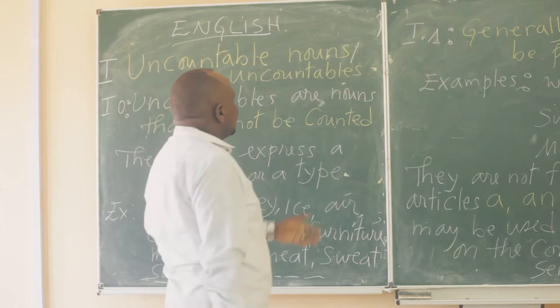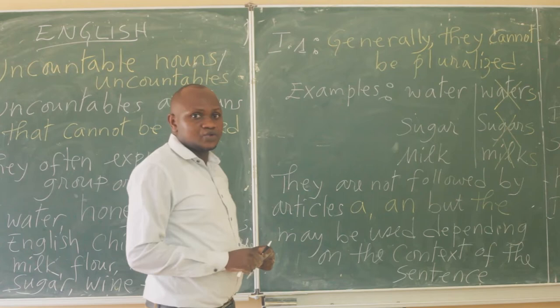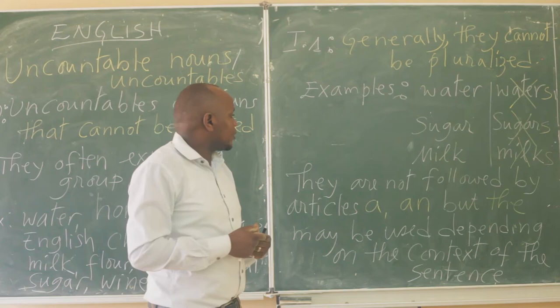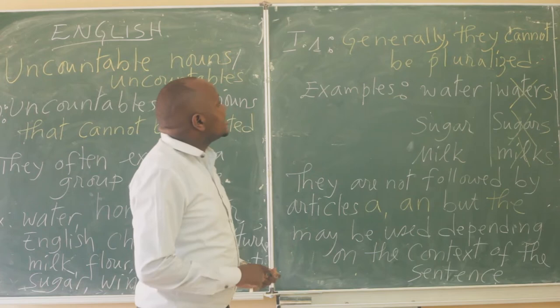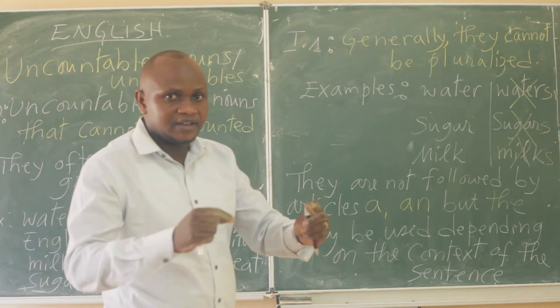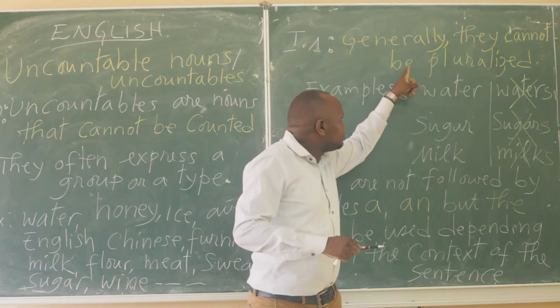Good. Let us go to the second part of our countable, uncountable nouns. We are learning uncountable nouns. Turaza no kureba uncountable nouns mu ngero zitandukanye. But here they are telling you that generally they cannot be pluralized. To pluralize something is to put something into plural. But they cannot be pluralized.